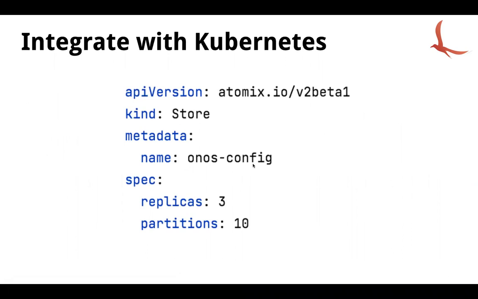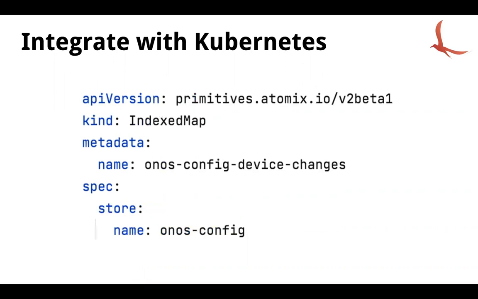And the way that this is done is I added some custom resources. The Kubernetes API, you can extend it and add your own types of objects. There are a few types of objects that Atomix adds. There's a store object, which in this stage defines the raft cluster. If I create a store with three replicas and 10 partitions, it will create a three-node raft cluster with 10 raft groups. And then you can also define and configure primitives and say, for device changes in ONOS config, I want an index map that's stored in that specific raft cluster named ONOS config.